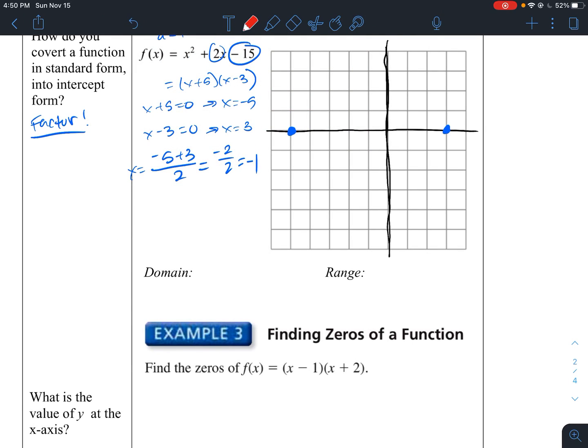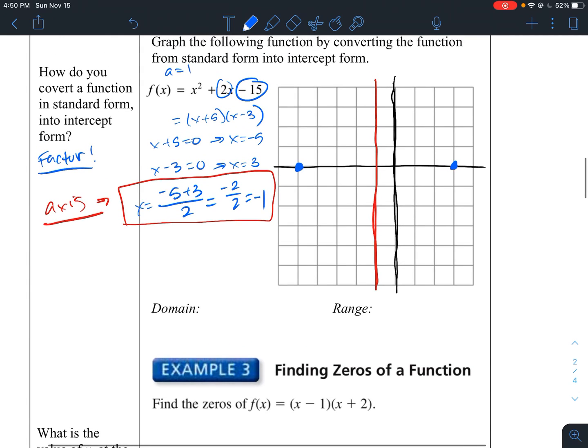1, 2, 3, 4, so right there. And you can see that that's the halfway point, right? 1, 2, 3, 4, and 1, 2, 3, 4. So there's our axis of symmetry. We use that by using this equation right here. So we know that our max or min is on that line.